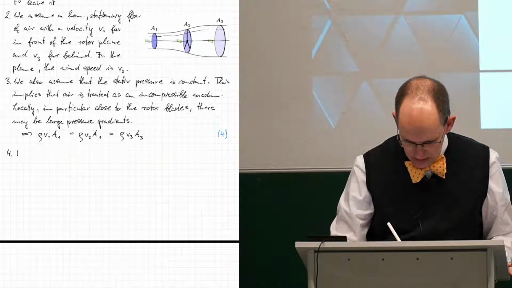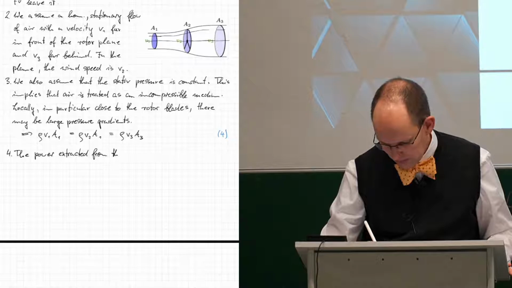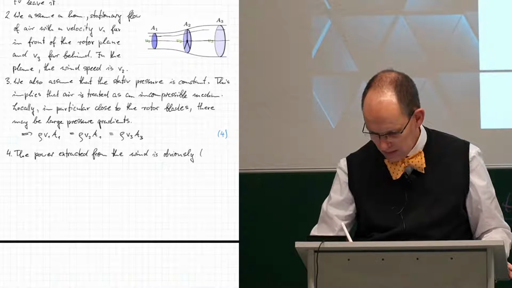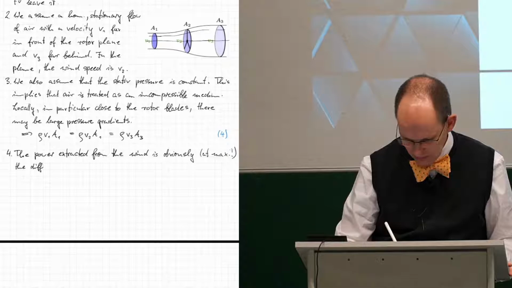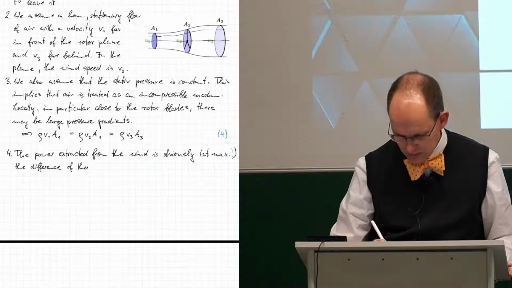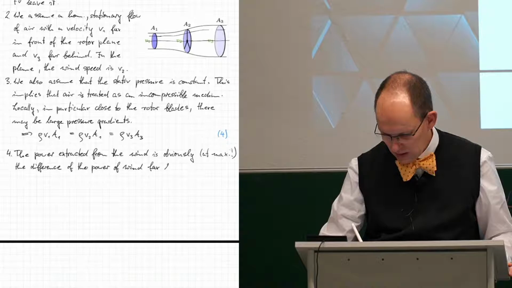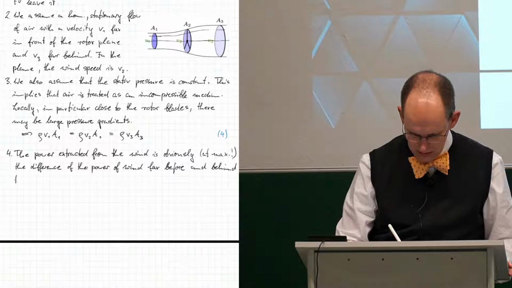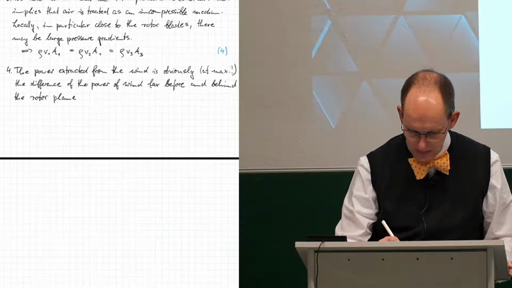So the power extracted from the wind is obviously, at maximum, there may be other losses, the difference of the power of the wind far before and behind the rotor plane.